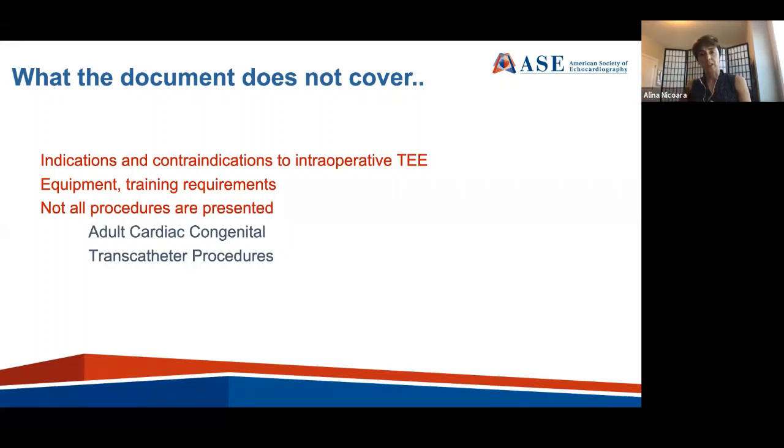These have been addressed in other guideline documents, such as the ASE guidelines for quality echo lab operation from 2011, led by Dr. Picard, or the continuous quality improvement for perioperative echocardiography, led by Dr. Matthew in 2006. It also doesn't present a roadmap for procedures such as adult cardiac congenital and transcatheter procedures. These are very diverse procedures, highly specialized, and they should and will have guideline documents of their own.